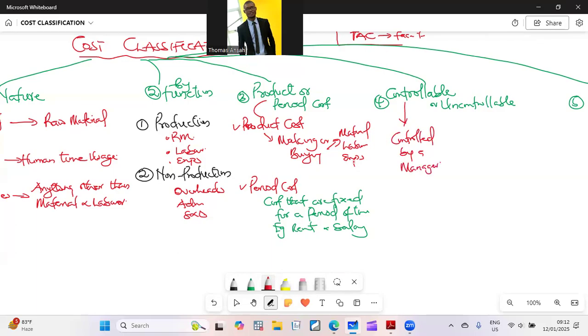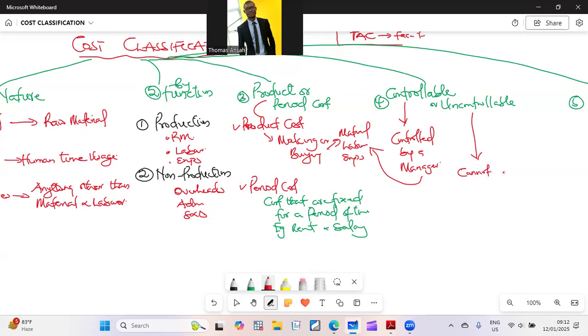They can be controlled by a manager. These are normally direct to your production. So, costs that can be controlled by a manager are usually the same things. Then we have the uncontrollable ones. They cannot be controlled by a manager.